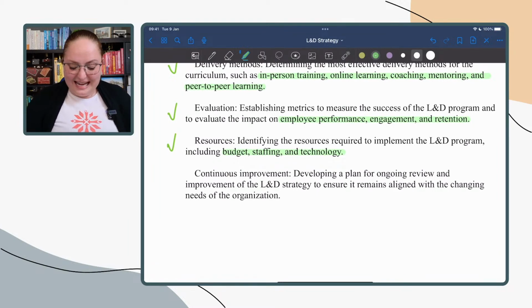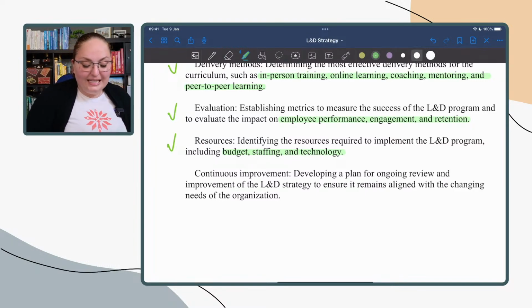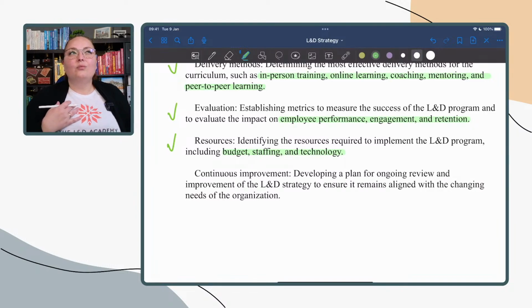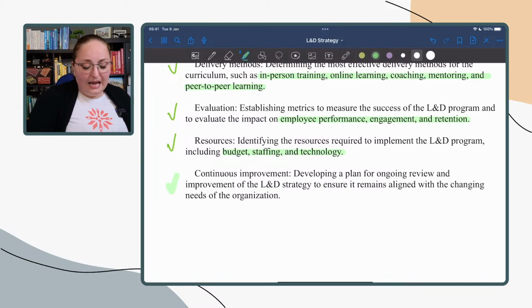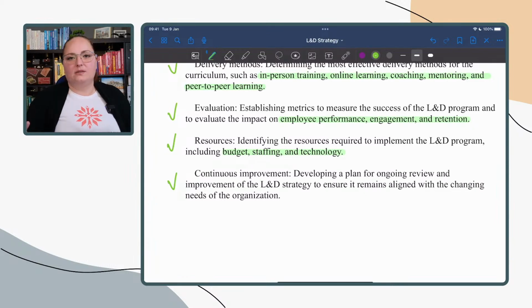Very interesting. So let's see. Developing a plan for ongoing review and improvement of the L&D strategy to ensure it remains aligned with the changing needs of the organization. And I love the fact that it has included this. I personally don't always talk about this specific element, but it makes sense. In my world, it makes sense because at the end of the day, if you're setting a strategy for a year ahead or 5 years ahead, you want to make sure that that strategy still works 3 months from now, 5 months from now, 10 months from now.